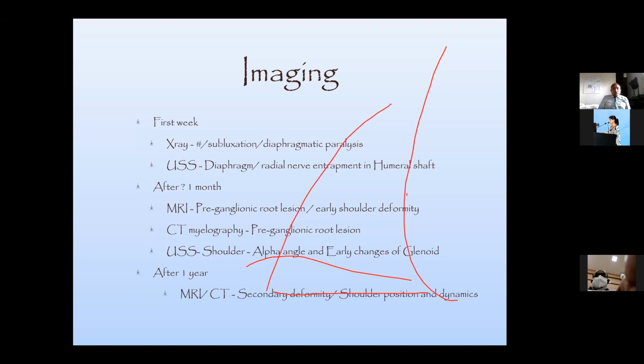Ultrasound scan of the shoulder, we are trying to popularize it, and it needs some experience to do it properly, and to measure the alpha angle and early changes of the glenoid cavity. So after about 1 year, before the surgery, we like to have an MRI scan or a CT scan to have an idea about the secondary deformity, especially the shoulder deformity, before going for surgery.